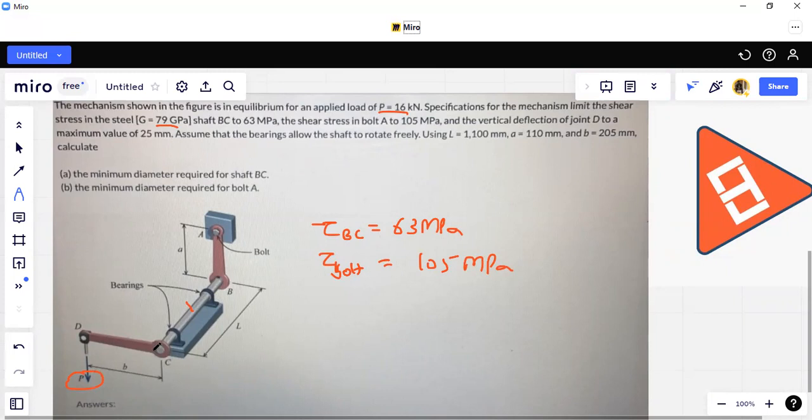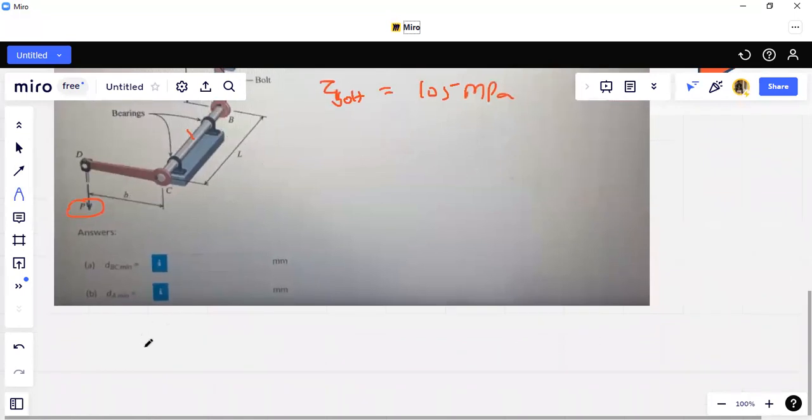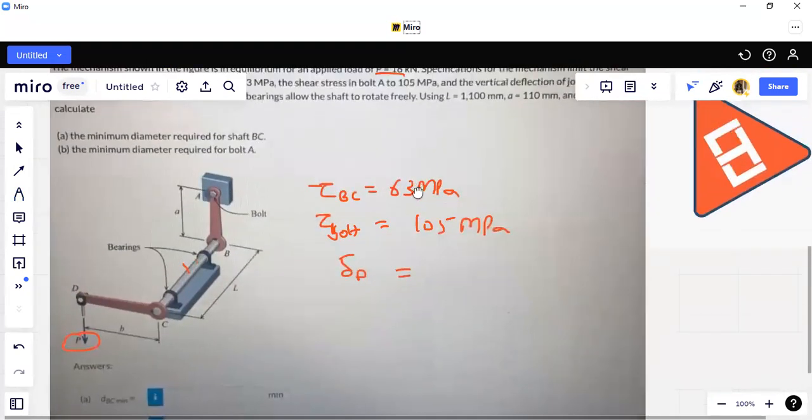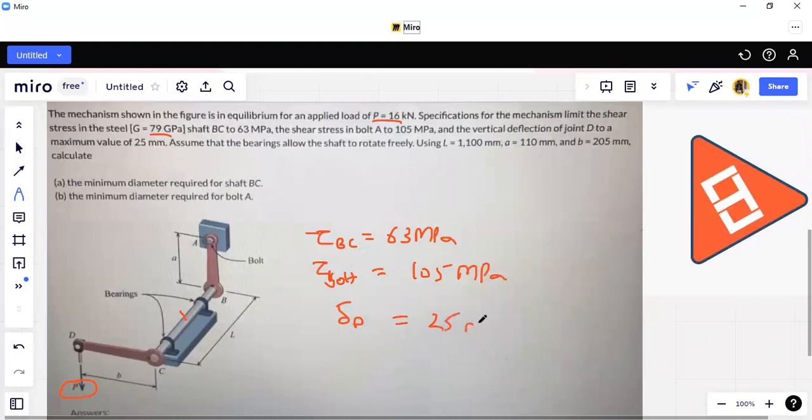When we draw the displacement diagram of CD, this is C, this is D, and this is B. This deflection, that is delta D, is given to us as 25 mm. In starting, we have this P value, that is 16 kilonewton, and G of BC is given, that is 79 gigapascal. Further, assume that the bearing allows the shaft to rotate freely.